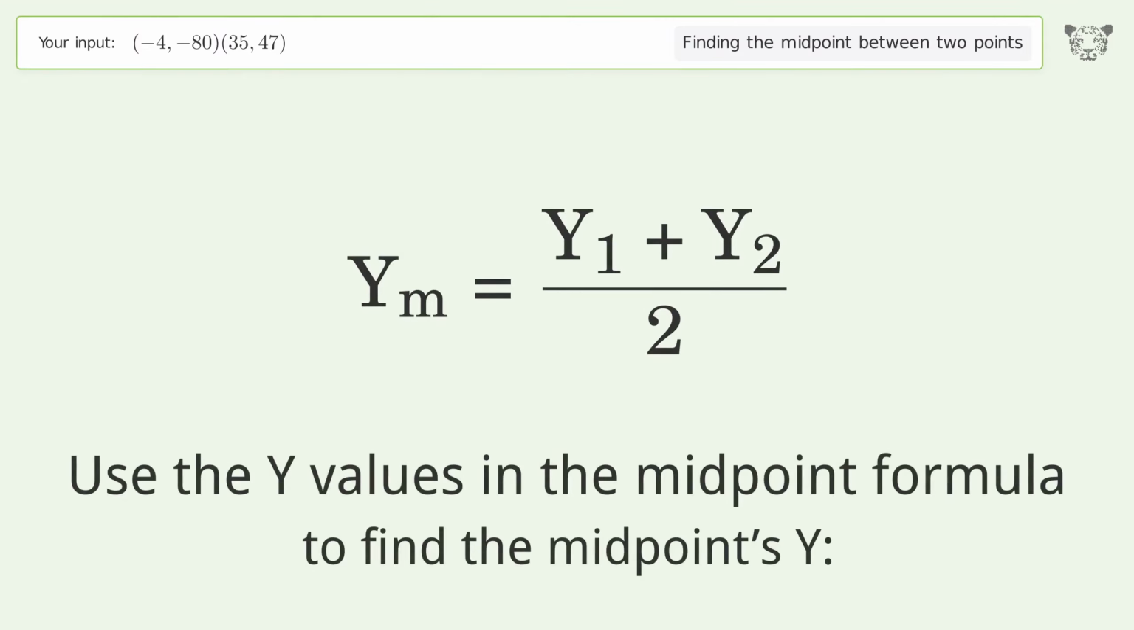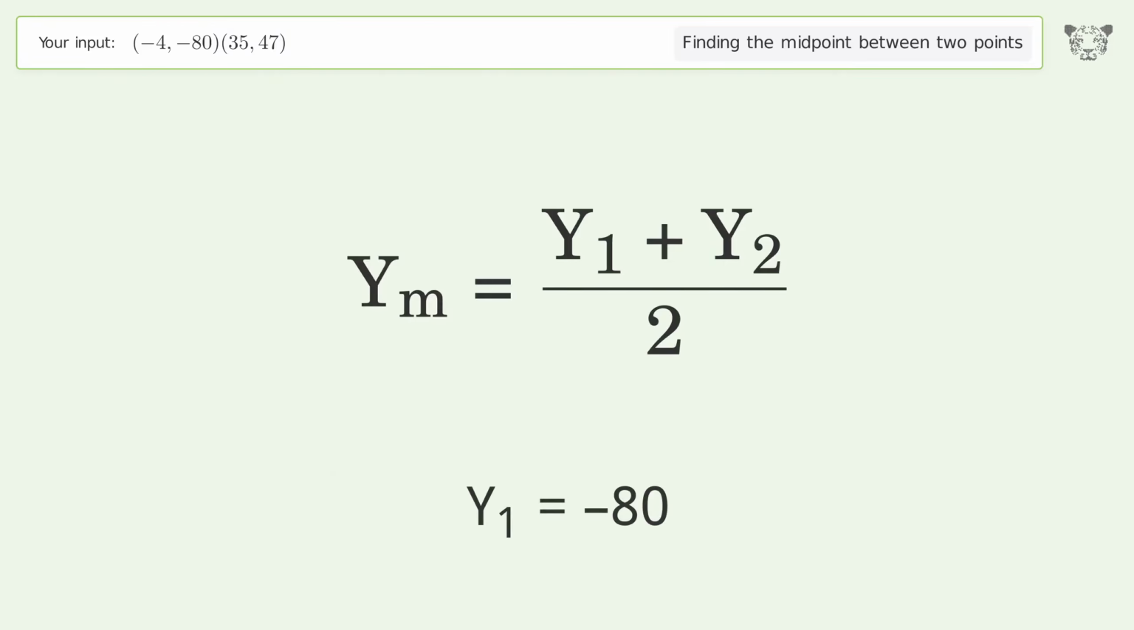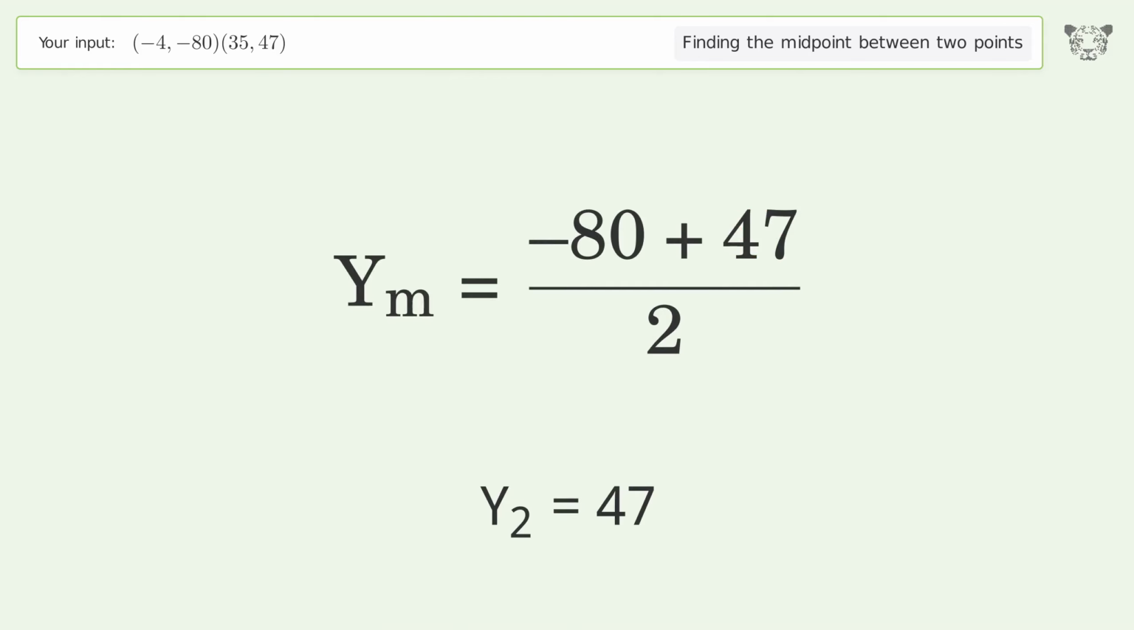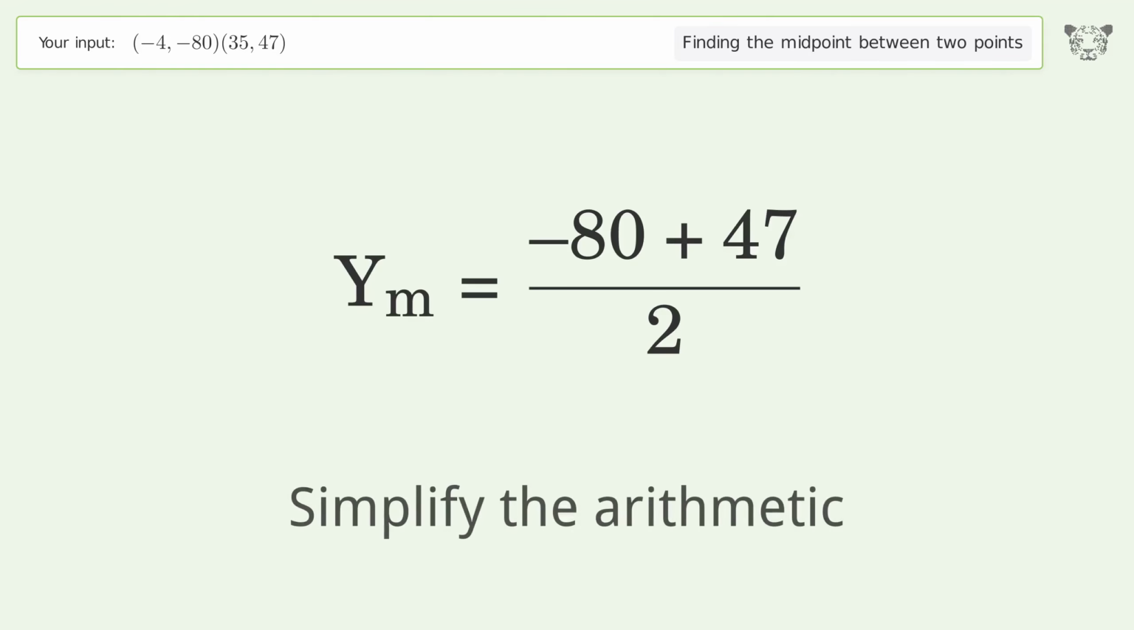Use the y values in the midpoint formula to find the midpoint's y. y1 equals negative 80. y2 equals 47. Simplify the arithmetic.